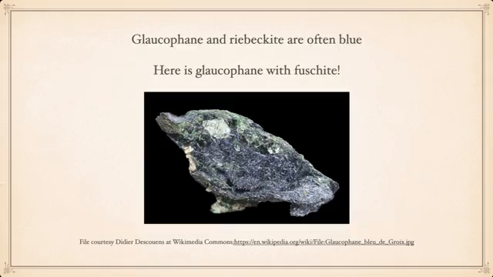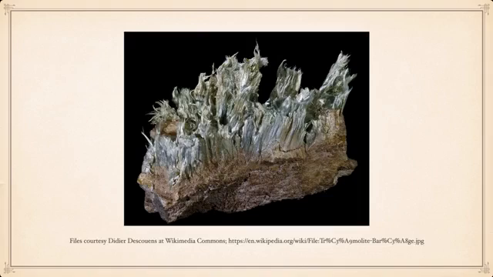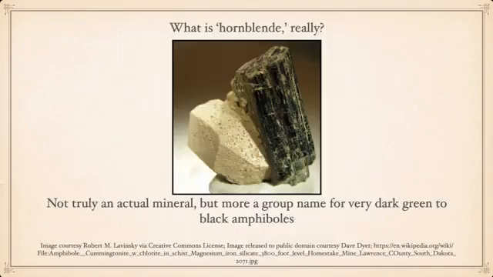Glaucophane and riebeckite are often blue. Here is a specimen of glaucophane right there. Now, this particular series, tremolite to ferroactinolite, goes from white to dark green, depending on the iron. So the iron determines the darkness of the color within it. Now here is another specimen that is right there.